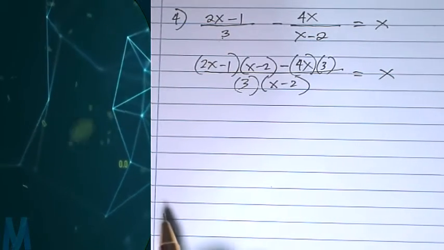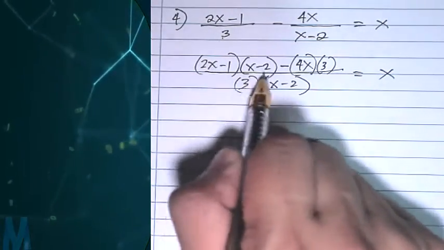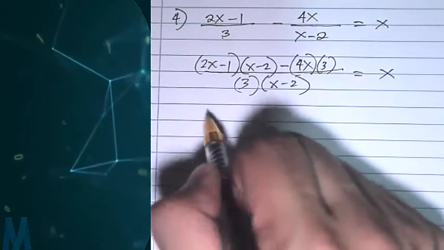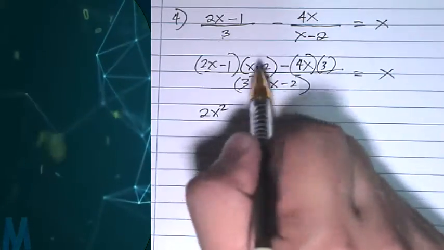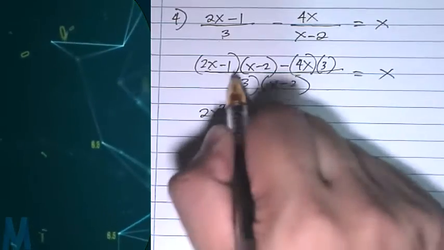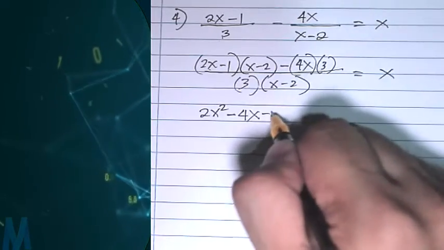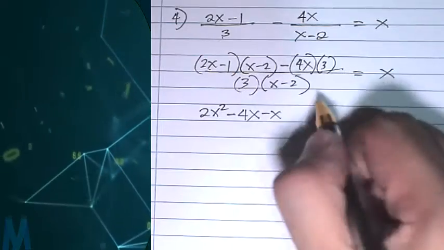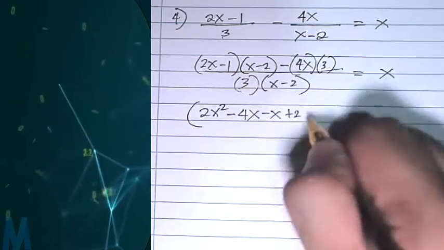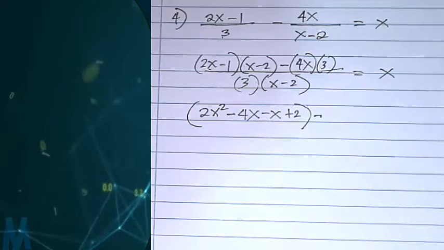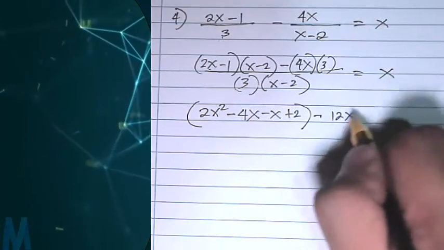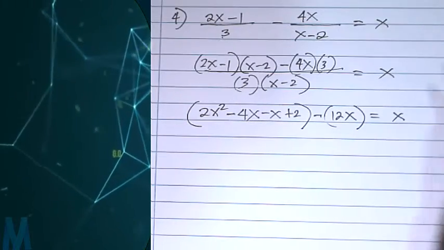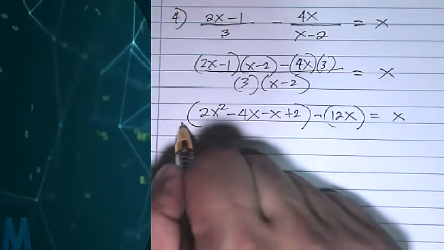And then we are going to multiply the two binomials first. So we have 2x squared. 2x times x is 2x squared. 2x times negative 2 is negative 4x. Negative 1 times x is negative x. Negative 1 times negative 2 is positive 2. Close in parentheses. Minus. So 4x times 3 is 12x is equal to x. Sorry, there is a denominator.